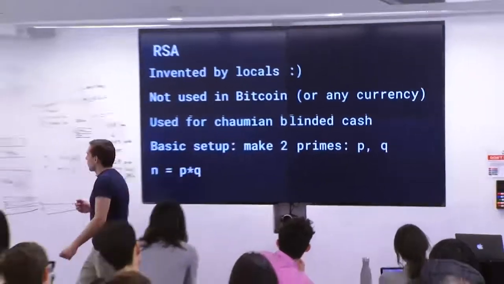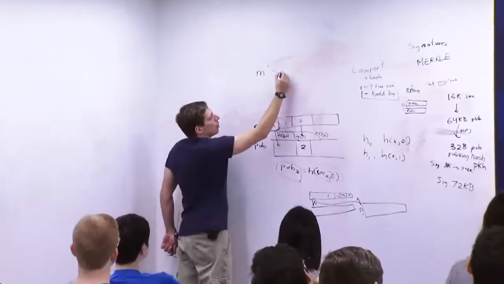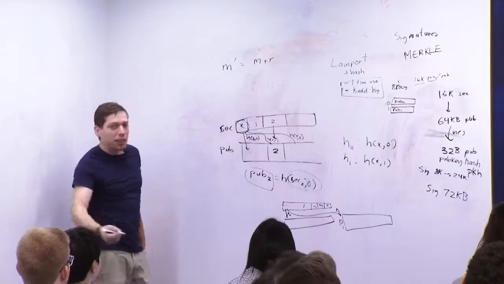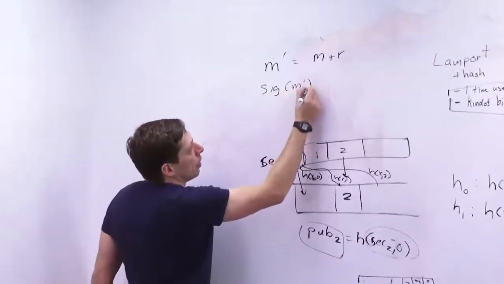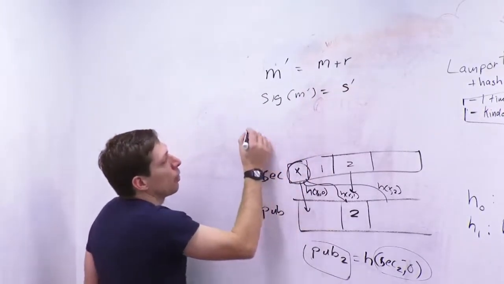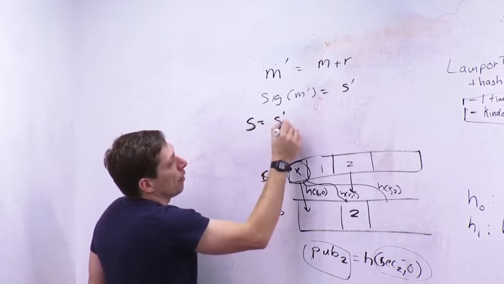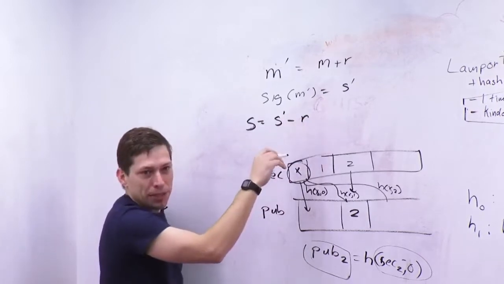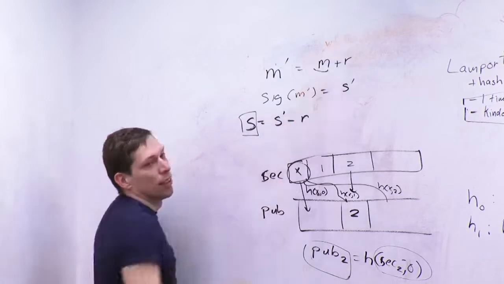So basically the idea is, I have message prime equals message plus randomness. And I say, hey, can you sign M prime? And you say, okay, I produce a signature on M prime with my private key. We'll call that S prime. And then what I can do is S equals S prime minus the randomness, or really some function of that randomness. And now I have a signature, and this is a valid signature on M.